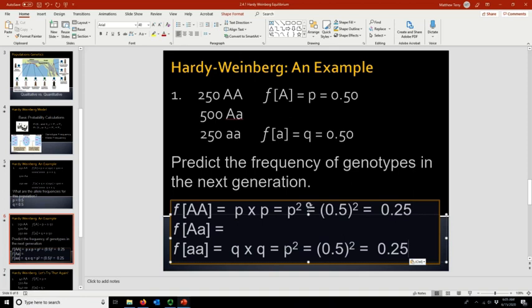Shortcuts, right? Q times Q, or Q squared, which is 0.5 squared, which is the same as 0.25. Okay, so homozygotes are pretty simple. All you have to do is the union of probabilities using that allele frequency as your probability, your P and your Q value. Now, this one is a little bit trickier.